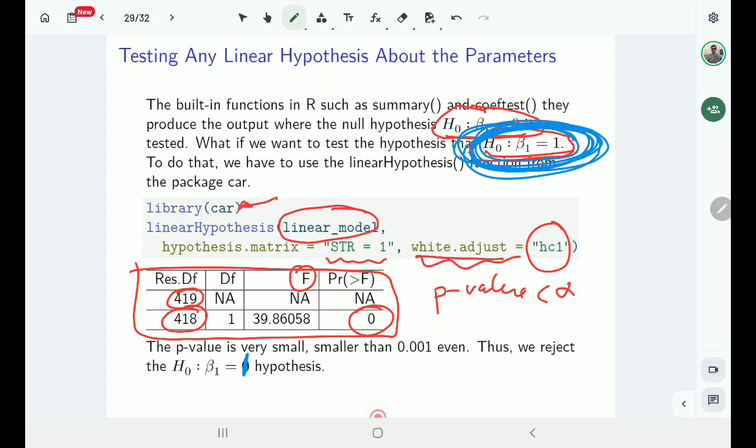I'm sorry, here we got another mistake. Because the p-value is very small, even smaller than 0.1%, we reject the null hypothesis that beta 1 is equal to 1. Okay, remember that.